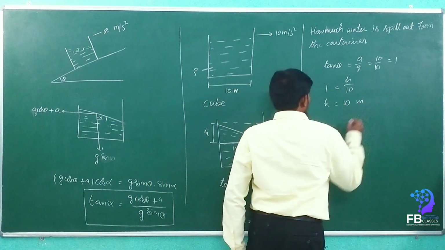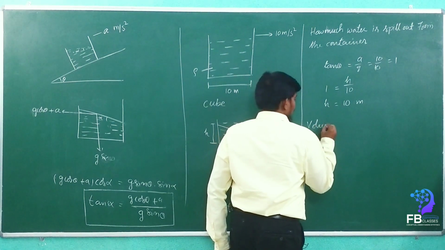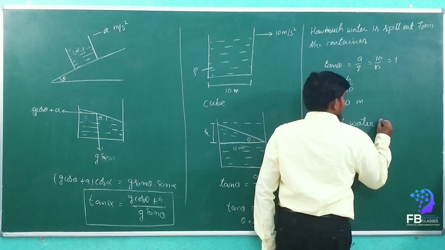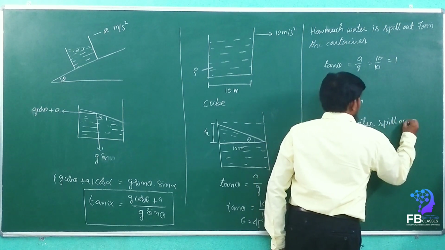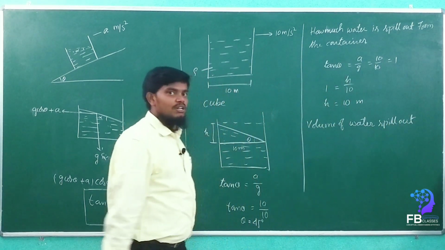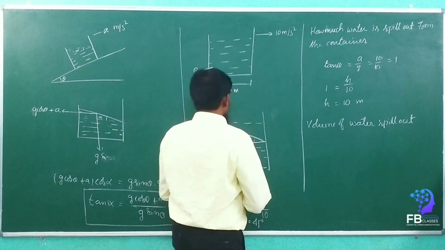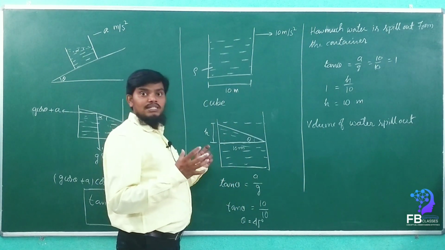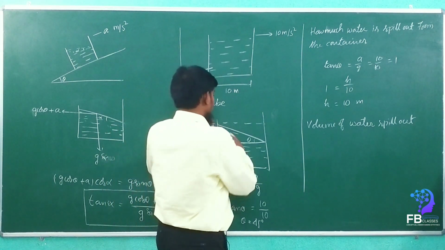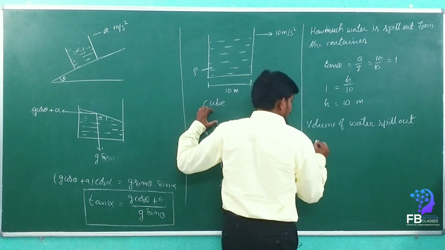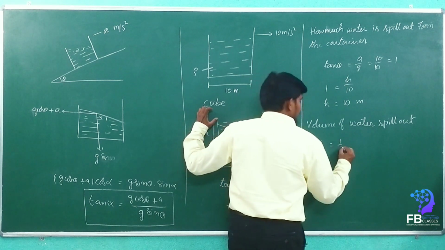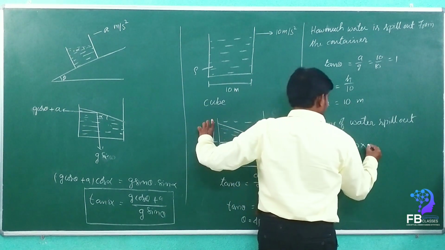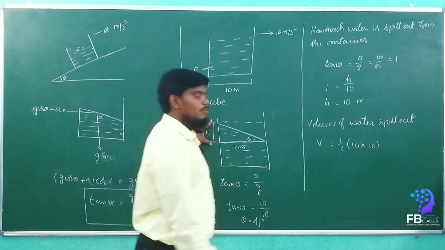Now the volume of water spilled out. How much volume of water will spill out? See here what we have to do. So the total volume of this water, that means area into height. Yes or no? Area is how much? Area is a triangle. So V is equal to volume, half, base is how much? 10, into height is how much? Height h will come as 10. Are you getting my point?